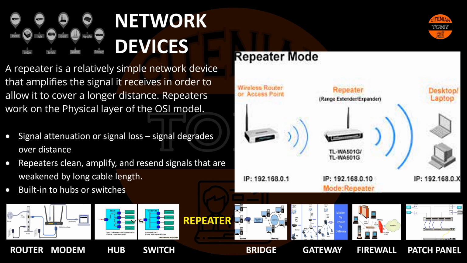Repeater. A repeater is a relatively simple network device that amplifies the signal it receives in order to allow it to cover a longer distance. Repeaters work on the physical layer of the OSI model. Signal attenuation or signal loss: signal degrades over distance. Repeaters clean, amplify, and resend signals that are weakened by long cable length. Built into hubs or switches.